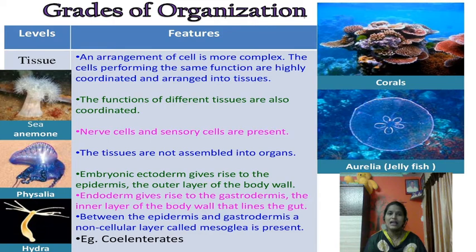And the examples of organisms which show this type of grade of organization are from phylum Coelenterata: sea anemone, Physalia, Hydra, corals, Aurelia. Aurelia are commonly known as jellyfishes.